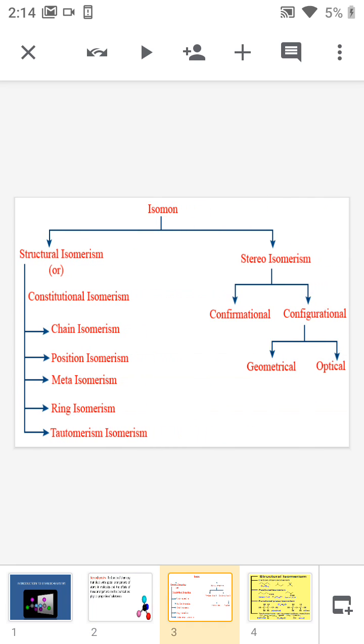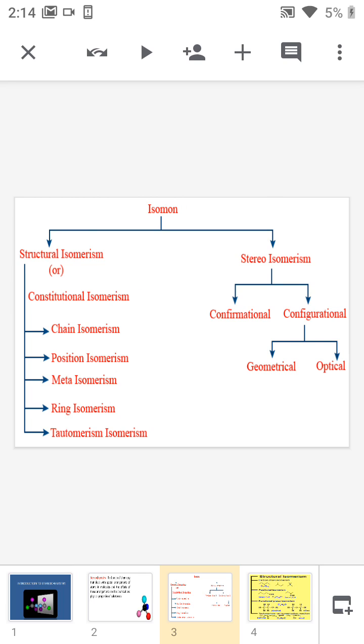Before discussing stereochemistry, we first have to know what isomers are. Isomers are organic molecules having the same molecular formula, but they differ in many features. So isomers can be divided into two different categories. The first one is structural isomerism and the second one is stereoisomerism.